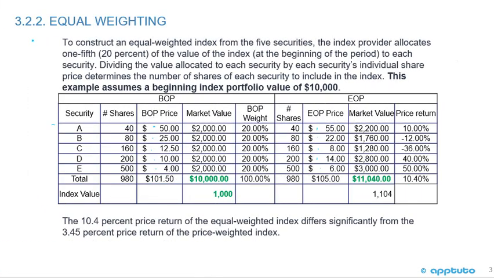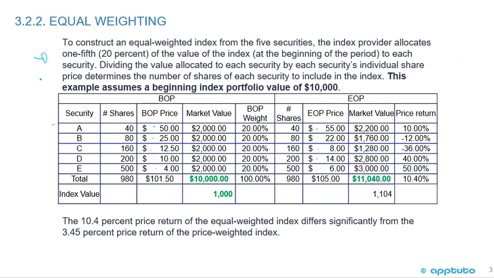Now we're going to look at equal weighting. To construct an equal weighted index from the 5 securities, the index provider allocates 1/5, because there are 5 securities, 20% each, of the value of the index at the beginning of the period to each security.